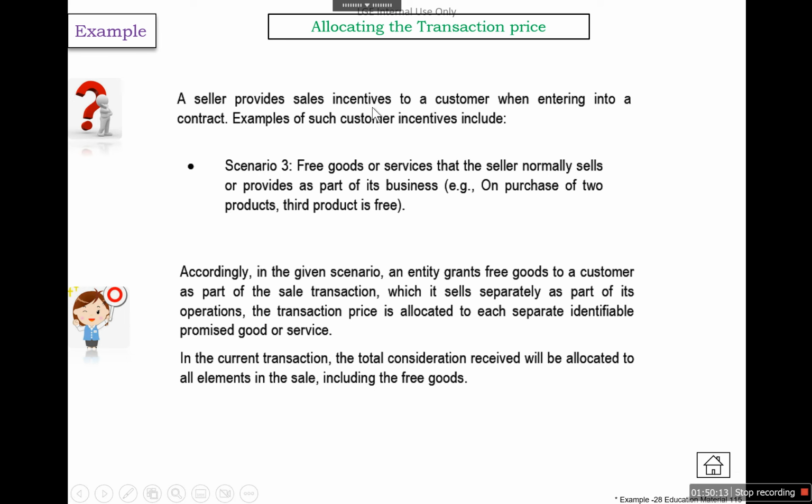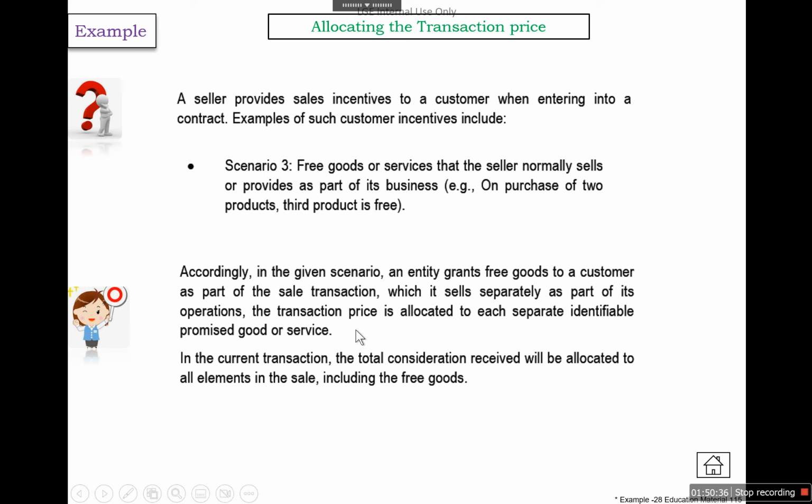So a seller provides a sale incentive to a customer when entering into a contract. Examples of such customer incentives include free goods or services that the seller normally sells or provides as a part of business. In this case, the entity grants free goods to the customer as a part of the sale transaction, which it sells separately as a part of its operation.